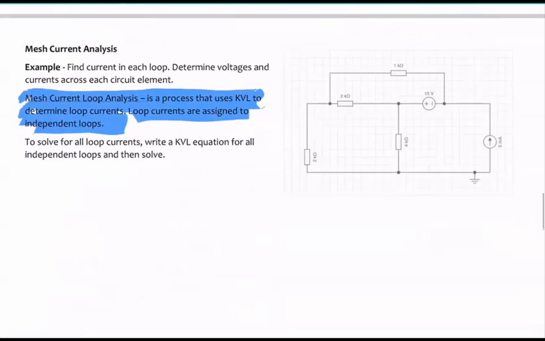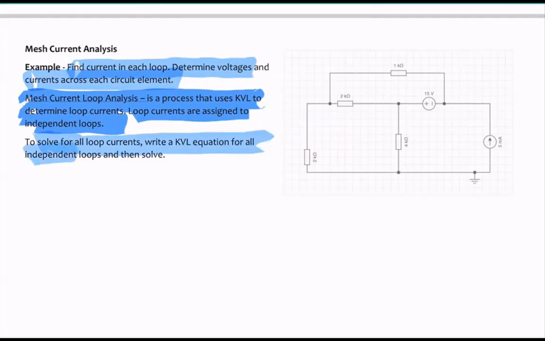So this was just the basics. What do we have to do here? Find the current in each loop, and determine the voltage and current across each circuit element. We also have to solve for the loop currents using the KVL equation for all independent loops, and then solve. So if I ask you how many independent loops we have here, can anybody give me a quick answer? Yes, folks.